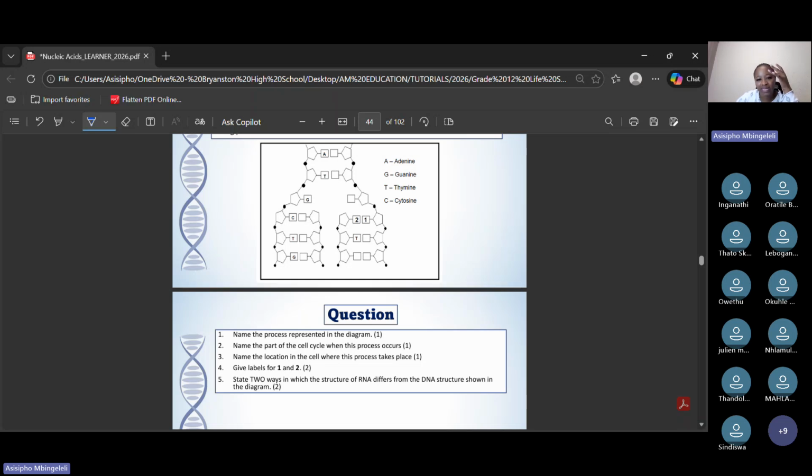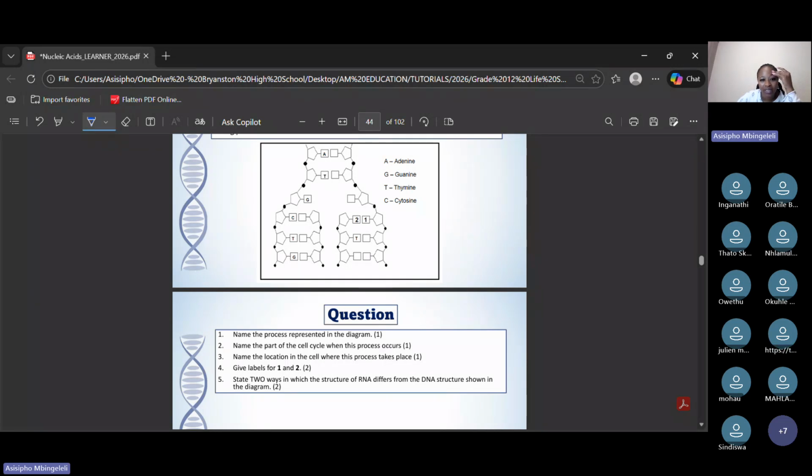Name the part of the cell when this process occurs. I'm seeing the same people, guys. There's also a Teams link. I can see the person, but I can't see the name. It's Carabello. Carabello, please do give us an answer.